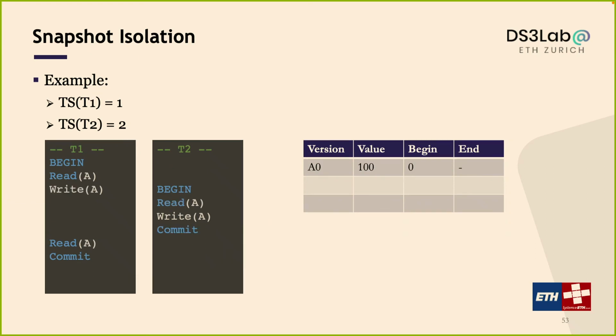Now let's look at this example. Again, when I begin, I have A equals 100. T1 reads A, and T1 writes A. Whenever T1 writes A, I introduce another version of A. And then T2 begins. T2 tries to read A. Which version of A should T2 read? A0 or A1?